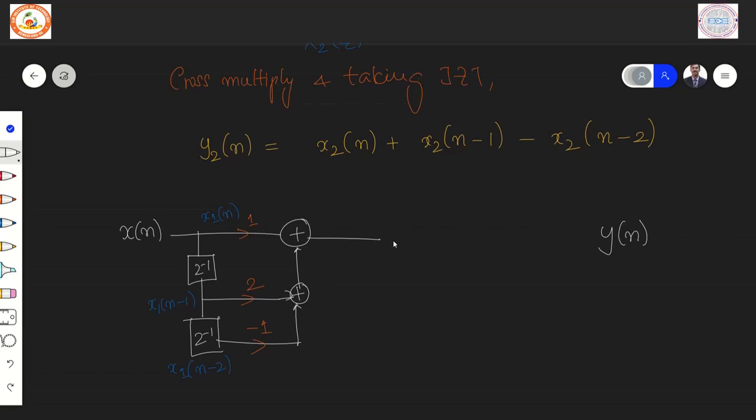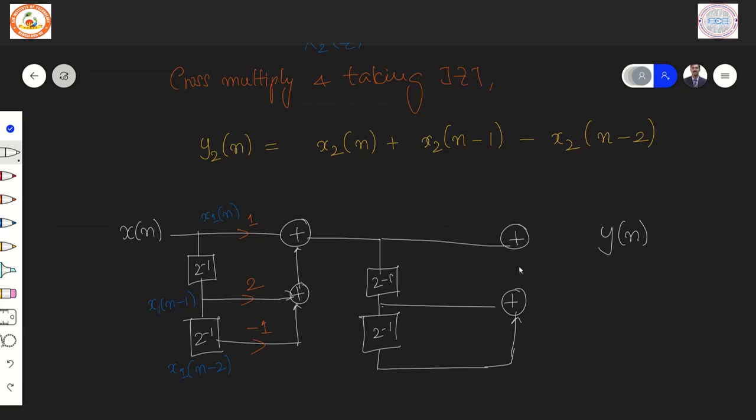So we write the second stage now. The second stage is implemented in a similar fashion. Again, the number of delays is equal to 2 because the power is 2. We perform the addition of the respective outputs. Let us assume that the input here is called x2(n). So we have x2(n) here, then x2(n minus 1), and here x2(n minus 2).